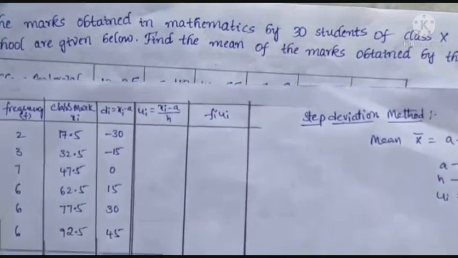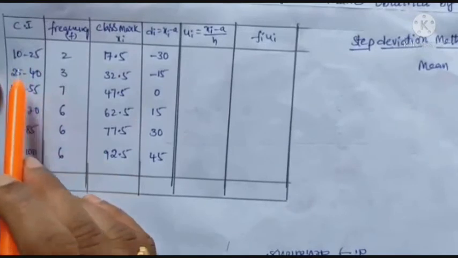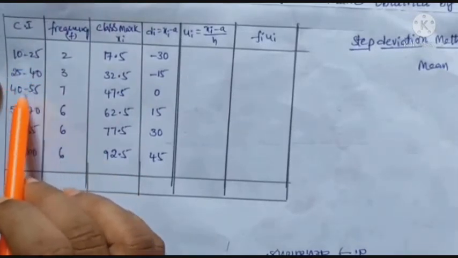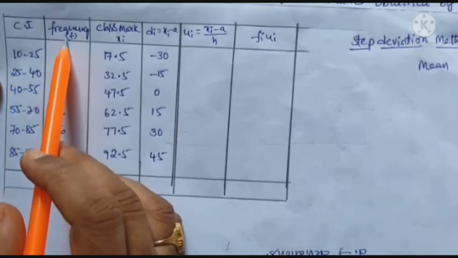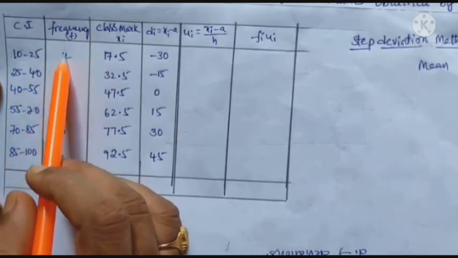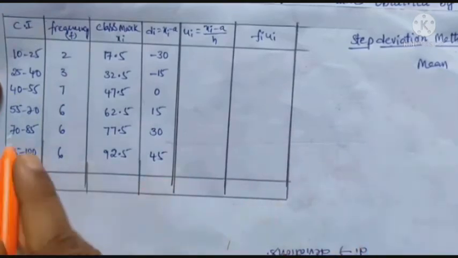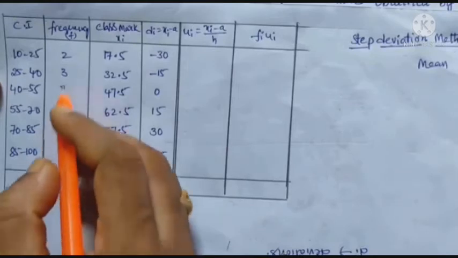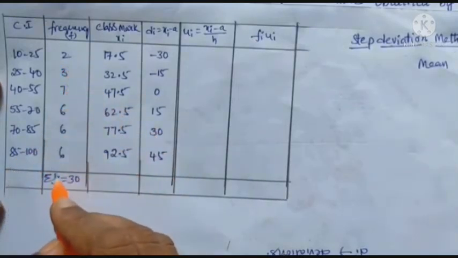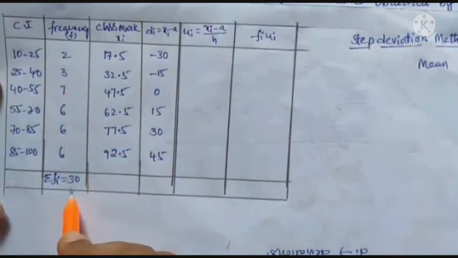Write down the given class intervals one by one in a column. Class interval column: 10 to 25, 25 to 40, and so on. Next, we also write down the given frequencies one by one: 2, 3, 7, 6, 6, 6. Here sigma fi is equal to 30. Sigma fi means the sum of frequencies. So, the sum of frequencies is 30.